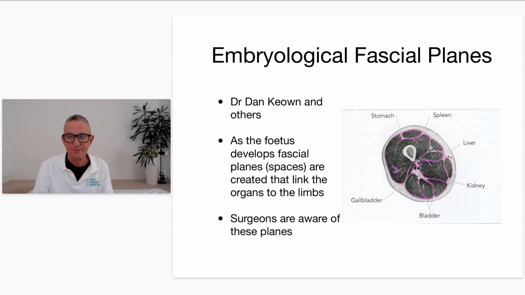Well, if you look at the cross section of the leg there, you'll see you've got all the muscles and the bones and everything. But between the muscles, you have got fascial planes, okay, and they are embryologically developed. They form right from the embryo and go out into the limbs, and those planes link in to the internal organs.